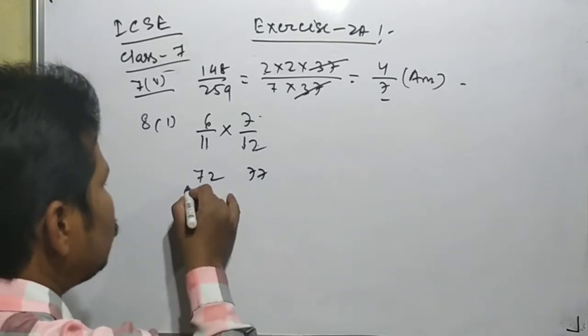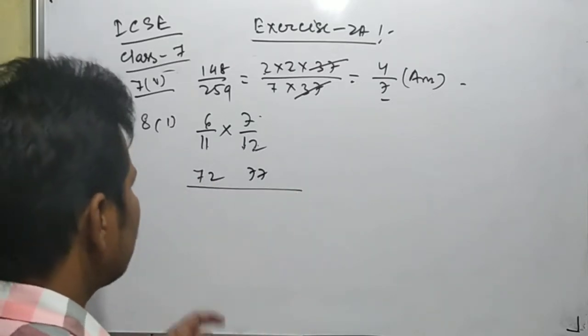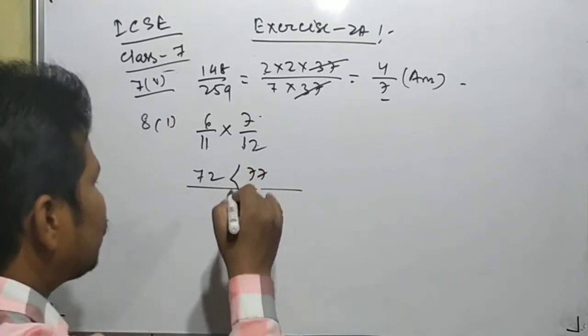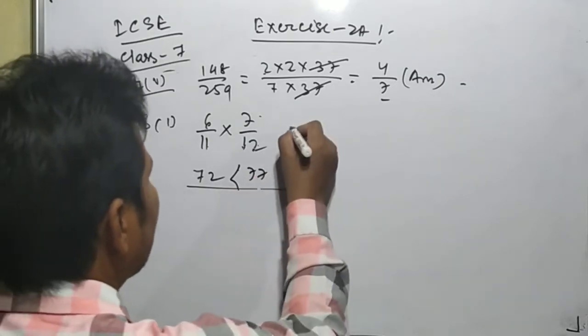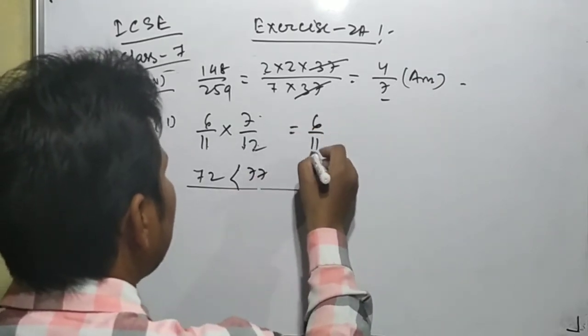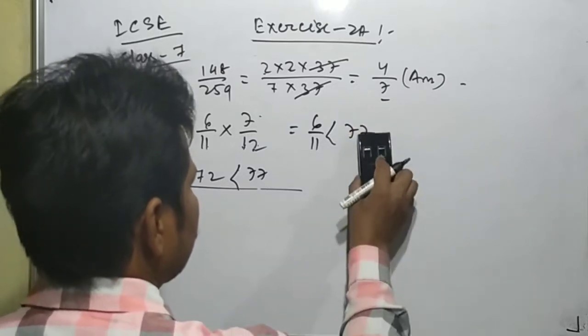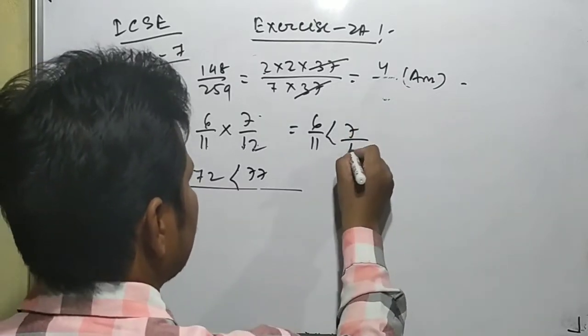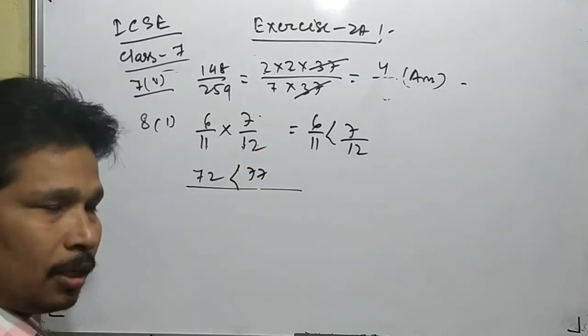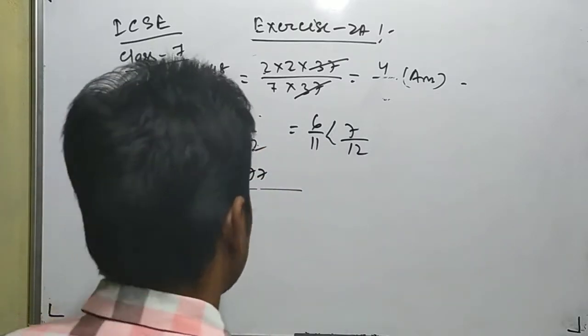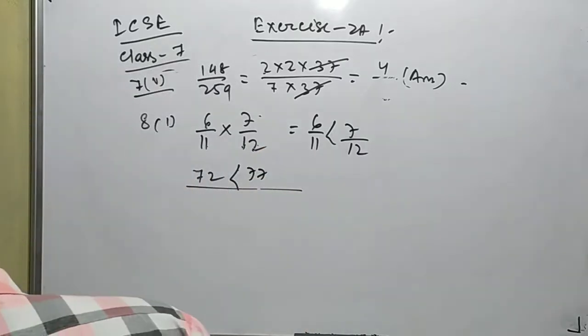Now you can compare the two numbers. Which one is greater? Definitely 77 is greater. So we can conclude that 7 by 12 is the greater and 6 by 11 is the smaller. Any other questions we will do?